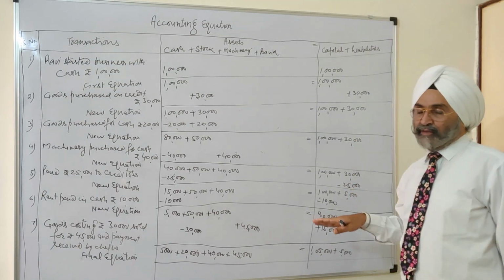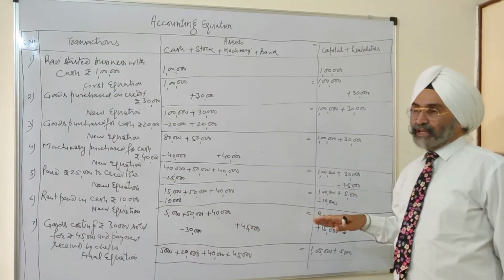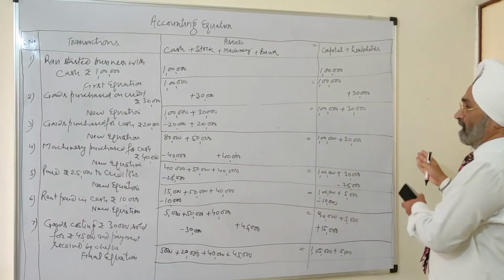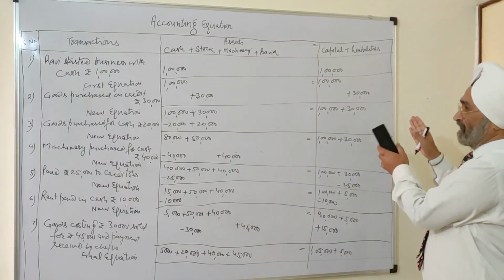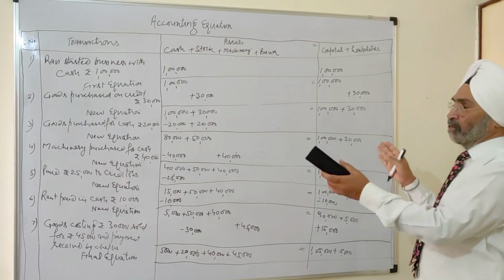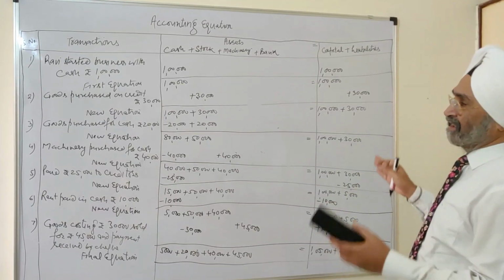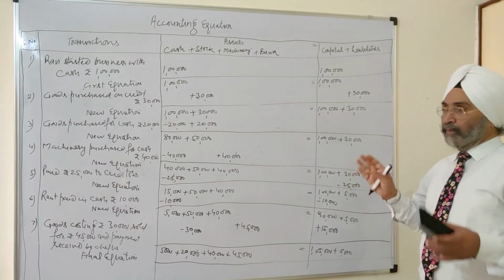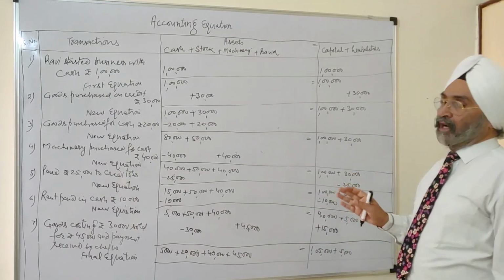After each and every transaction, we must check whether both sides, the asset side and the capital and liabilities side, all the equities, are equal or not. This is how the accounting equations are prepared and questions are solved.